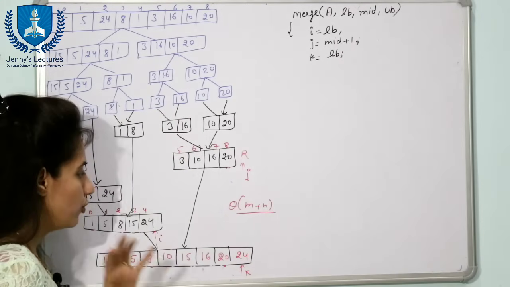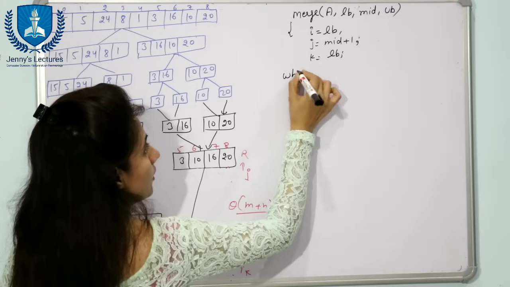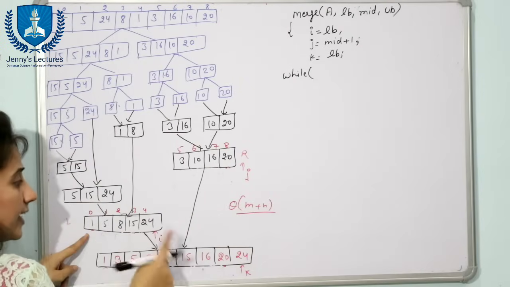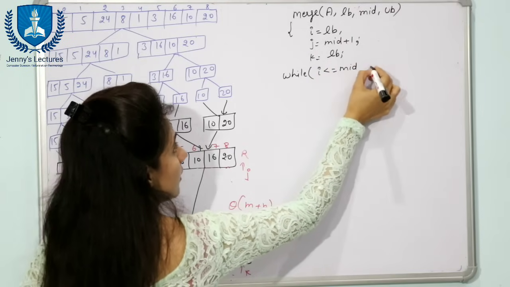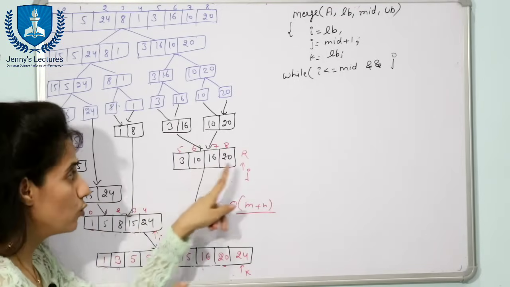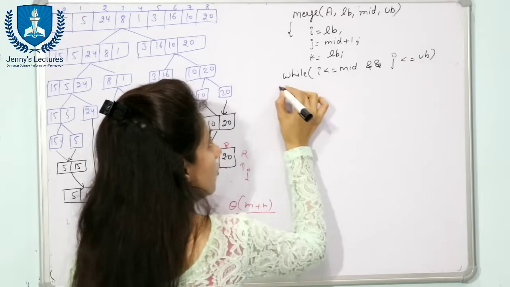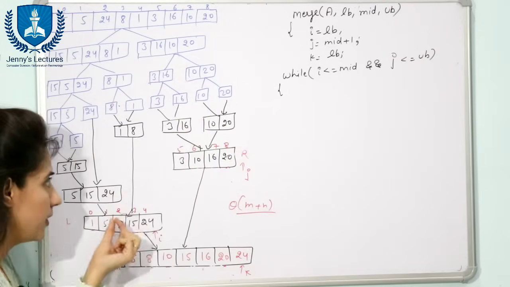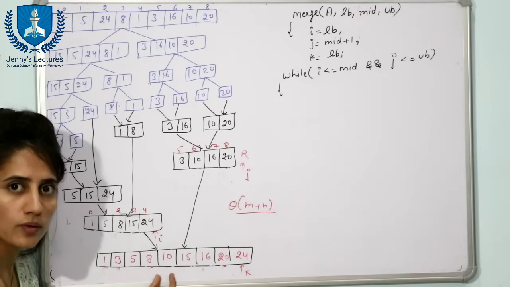Now next, you are going to write a loop: while I is less than or equal to mid, and j is less than or equal to upper bound. In that case only you are going to compare these elements, and you are going to put the element which is lesser into this new array.